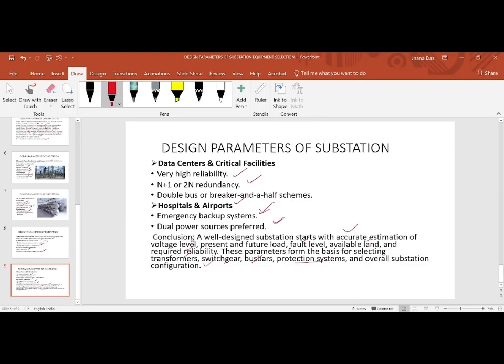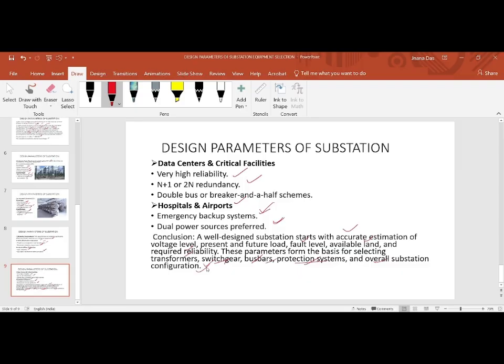At last, we give the opinion that a well-designed substation starts with the accurate estimation of the voltage level, present and future load, fault level, available land, and required reliability, and these parameters form the basis of selecting transformers and switchgear, bus bars, protection systems, and overall substation configuration.